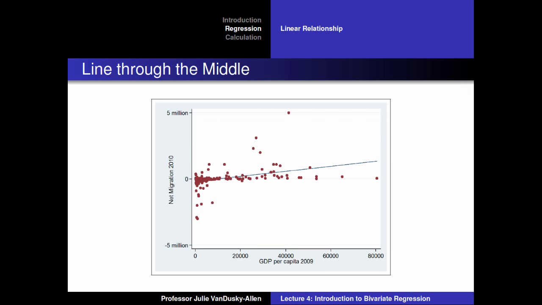To understand the intuition behind bivariate regression, imagine we plotted our independent variable and dependent variable on a graph. We placed our independent variable on the x-axis, GDP per capita here, and our dependent variable on the y-axis, net migration here. Then we plotted the values for each observation on this graph. All of these dots here represent the individual observations. Next, imagine we drew a line straight through the middle of all of these points. Then we calculated the equation for that line.